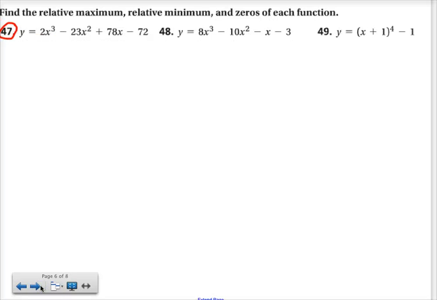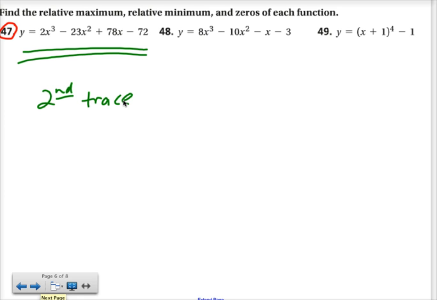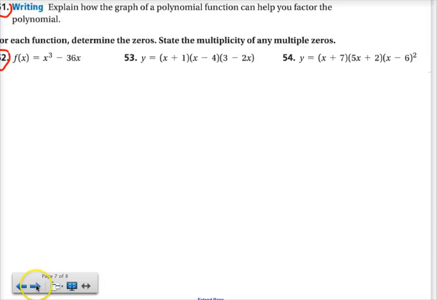Then number 47, we're finding the relative maximum, relative minimum, and zeros of each function. And I showed you how to do this on the graphing calculator with the others. So I'm just going to remind you that everything you need is up there at second trace. So give those a try now that I have done the others throughout the assignment. And then number 51 says, explain how the graph of a polynomial function can help you factor the polynomial.